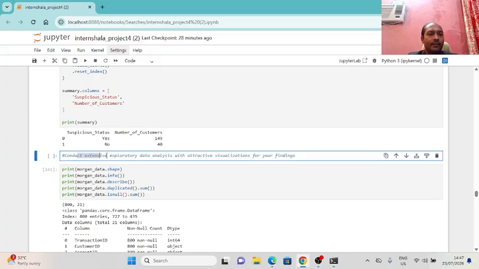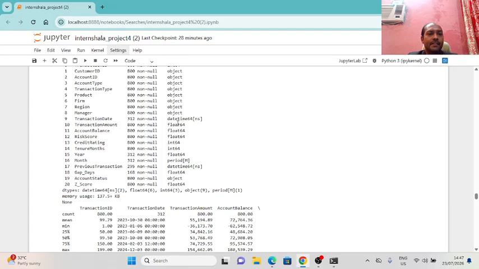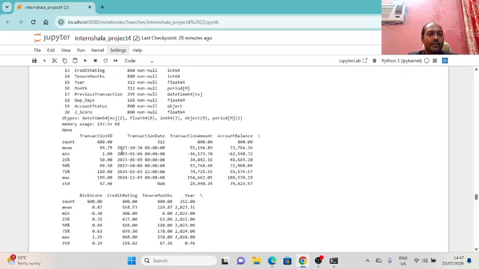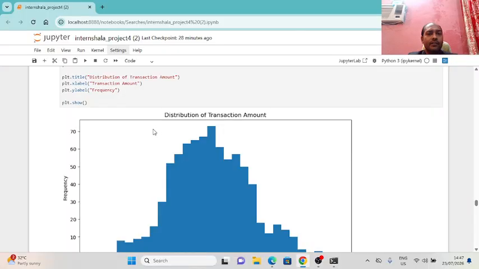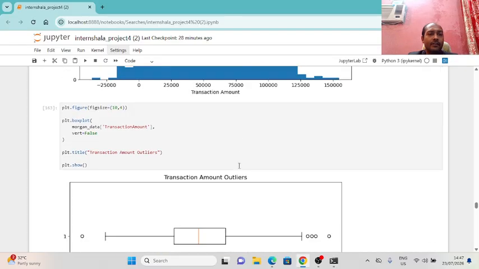Next, we have to conduct extensive exploratory data analysis with attractive visualization. So here I have done the exploratory data analysis, and first of all I have taken all the information of the data, and then plotted the graph on the basis of the distribution of transaction amount, and then I have plotted the graph of transaction amount outliers.